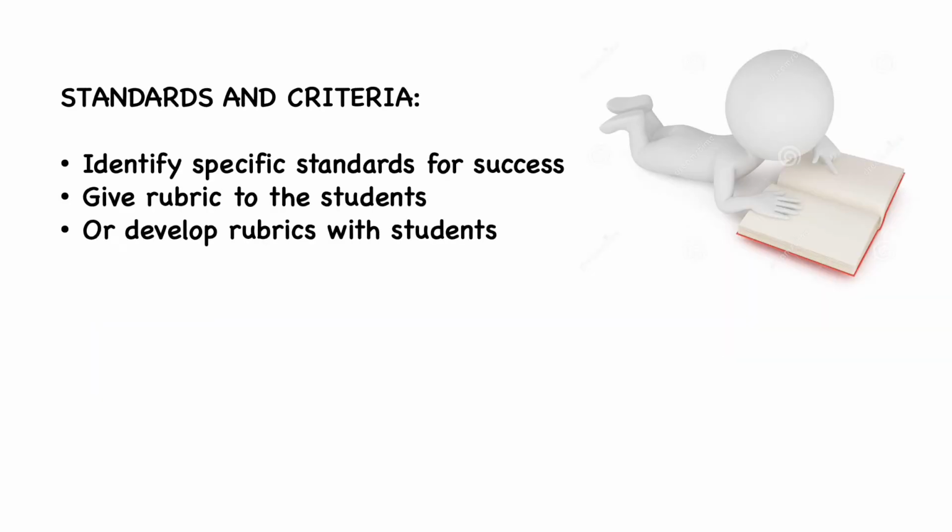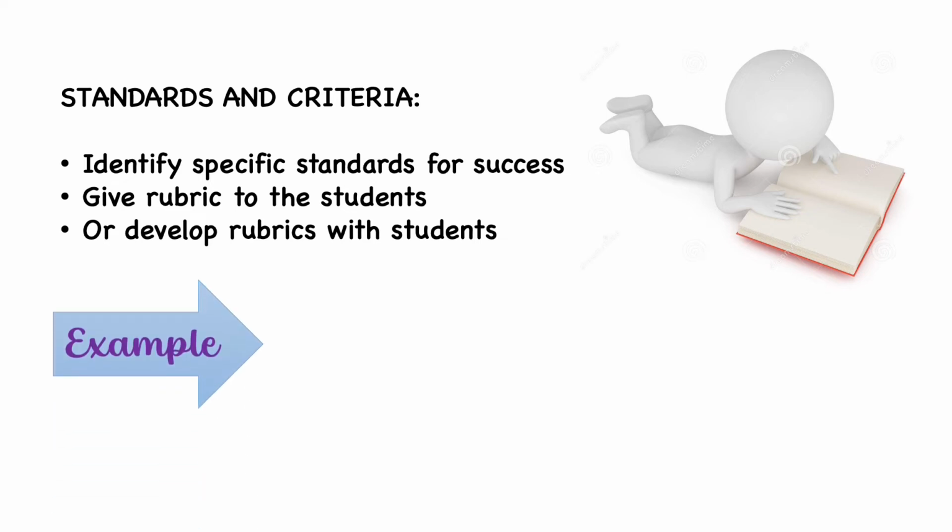Next one, the last one would be standards and criteria. So, identify specific standards for success. Give rubrics to the students or develop rubrics with your students. So, there are 2 ways here. You identify specific standards for success through giving the rubrics to your students so that they will know where to focus on. You may give it to them and discuss it with them, or you may want to develop it with your students, so they are part of building your rubric. Upon presenting the rubrics, the students will know where to focus on.